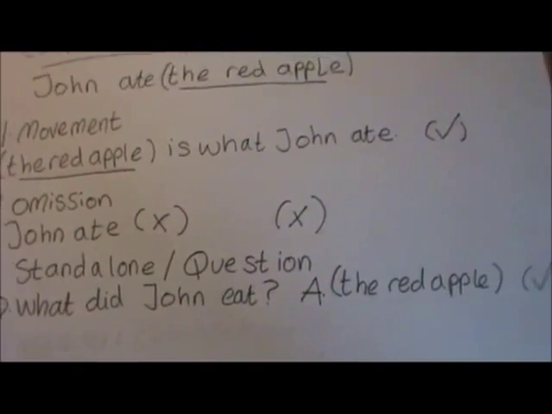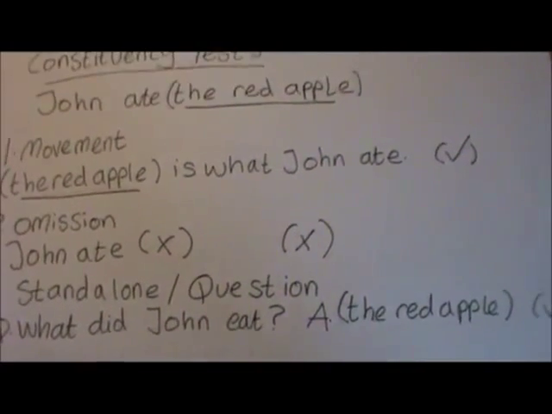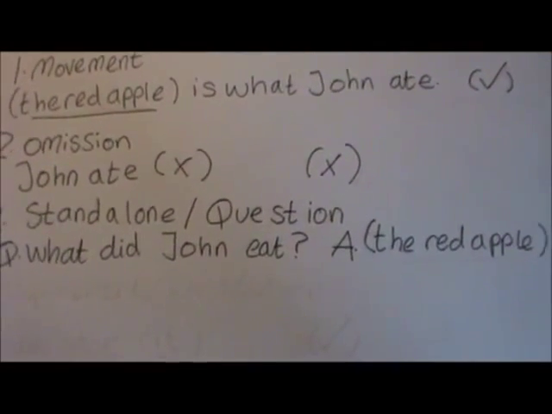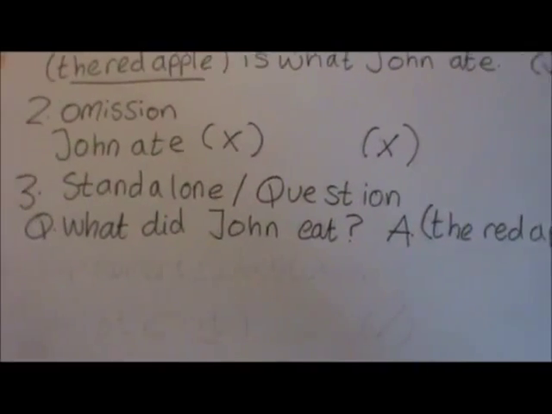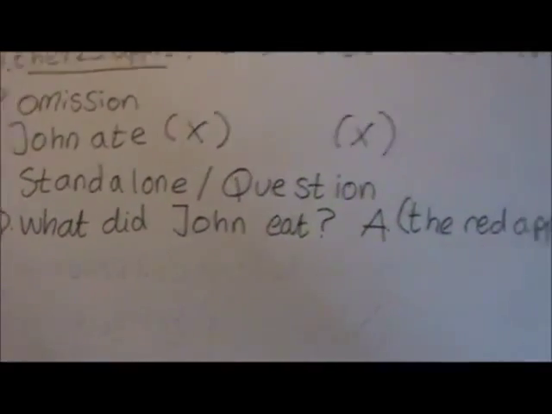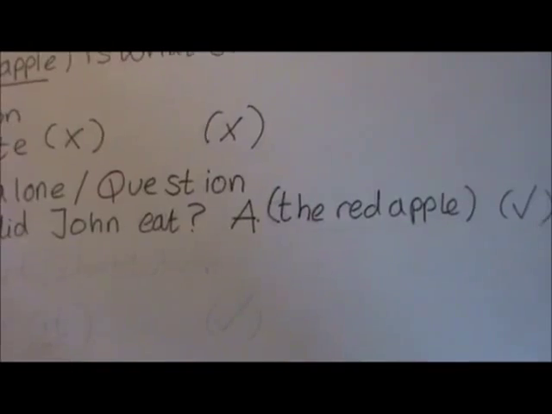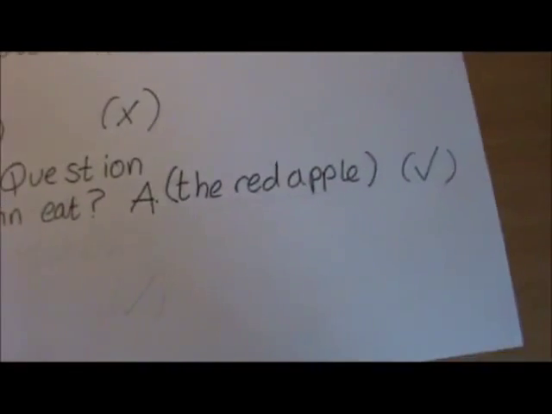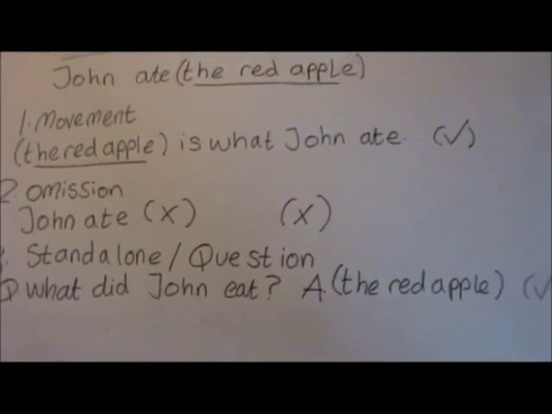The third test you can do is the standalone or question test, which is where you take your sentence and try to rephrase it into a question with your string of words being the answer. So if we take it and rephrase it, we can end up with something like, question, what did John eat? Answer, the red apple, which is our phrase. So that works, and we can give it a tick towards the red apple being a constituent of the sentence.